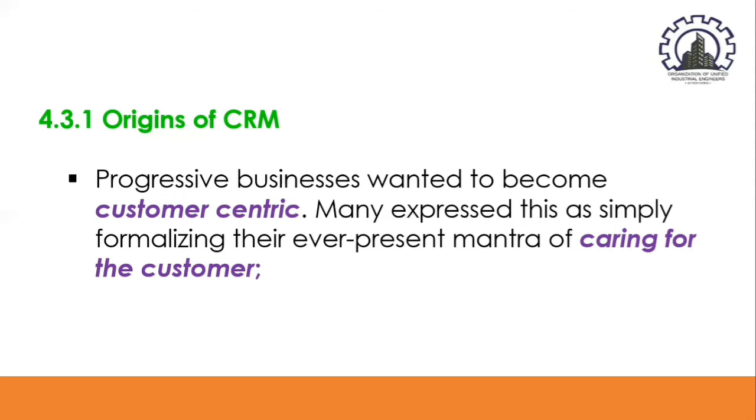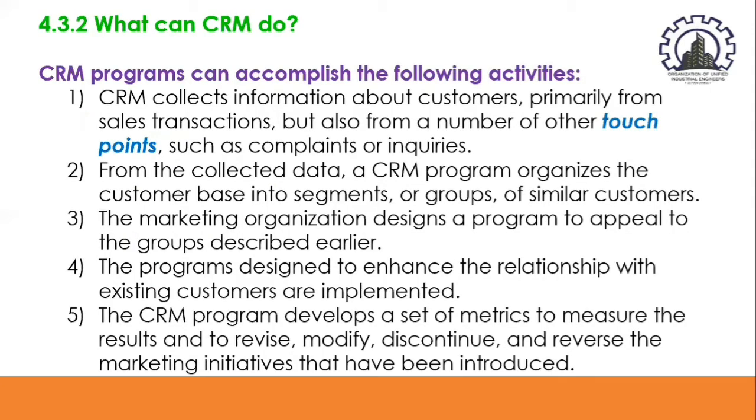So what can CRM do then? Well, CRM programs can accomplish the following activities. First, CRM collects information about customers primarily from sales transactions, but also from a number of other touch points as well, such as complaints or inquiries. So eCRM, or electronic CRM, is actually a popular means of recording website contacts, searches, and even other non-sales activities. For example, Amazon.com recommends books based on your previous searches and requests that you provide reviews of books that you have purchased.